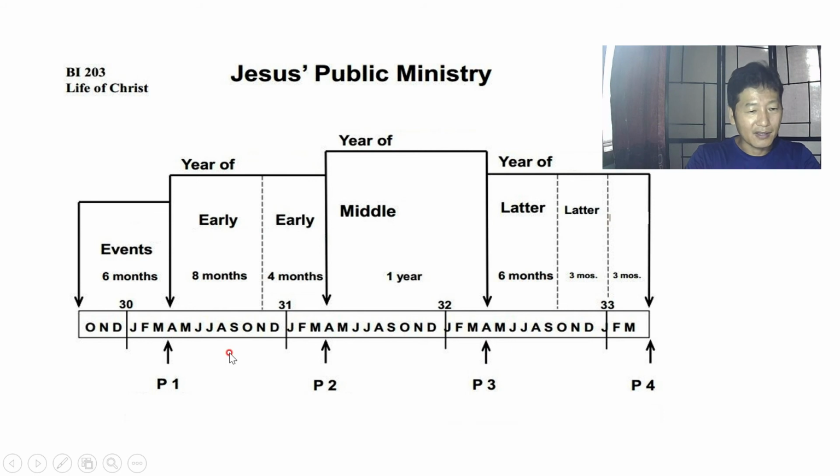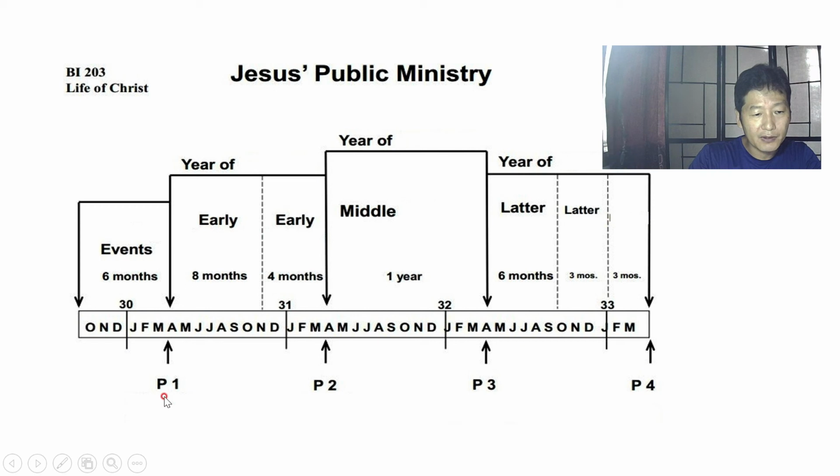Now let us see P1. The first Passover falls in around April. Before P1, there were events such as Jesus was tested in the desert by Satan, and he was baptized by John the Baptist.